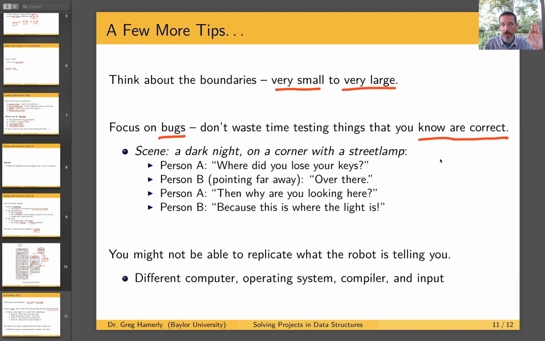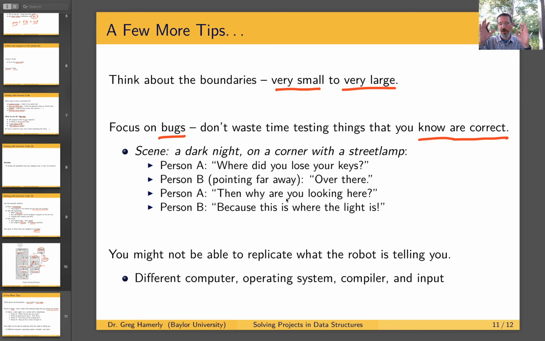So when I was young, I participated in a skit which illustrates this, I think, quite well. The scene is a dark night on a corner with a street lamp. And there are a whole bunch of people gathered together. And one person says to the other, "So where did you lose your keys?" And the person who is looking for their keys says, "Oh, way over there." And the first person says, "Well, then why are you looking here?" And the second person says, "Well, because this is where the light is."